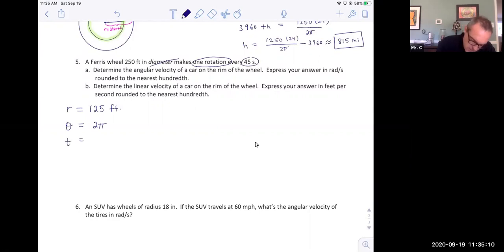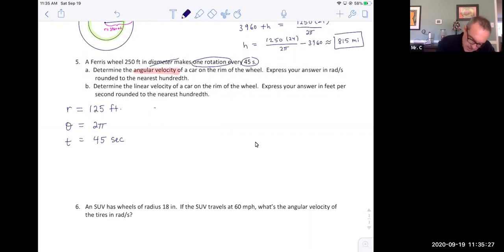That's the time unit. I think in these word problems, it's very helpful to write out all the variables and the units. We want to be consistent. Part A says find the angular velocity.